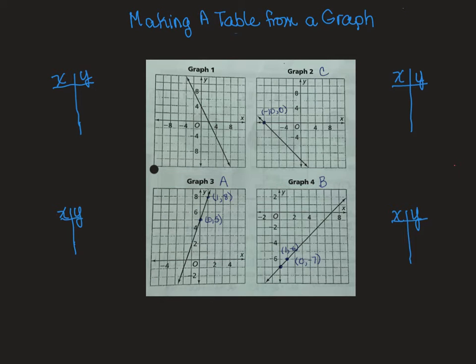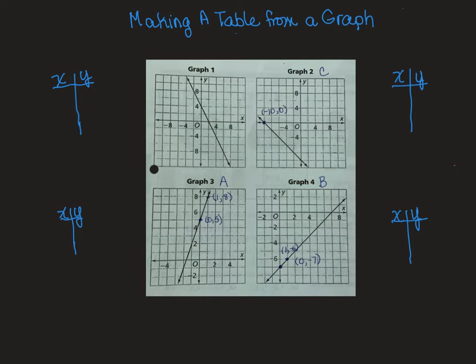Okay, you have done a lot of work with graphs and tables. You've been able to take a table of points and form an equation. You've been able to take those points and graph them. You've been able to find the slope from a graph, a table, or an equation. You've been able to find the y-intercept. So you are becoming very, very competent in moving back and forth between equations, tables, and graphs.